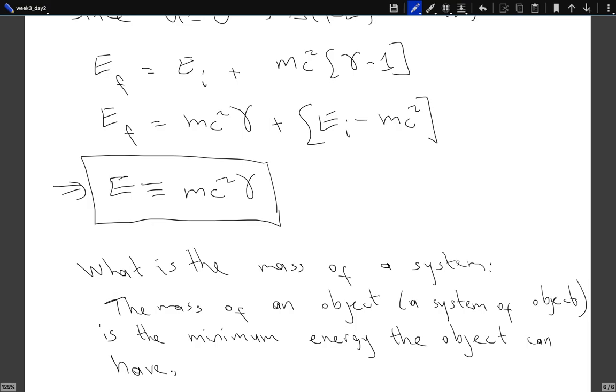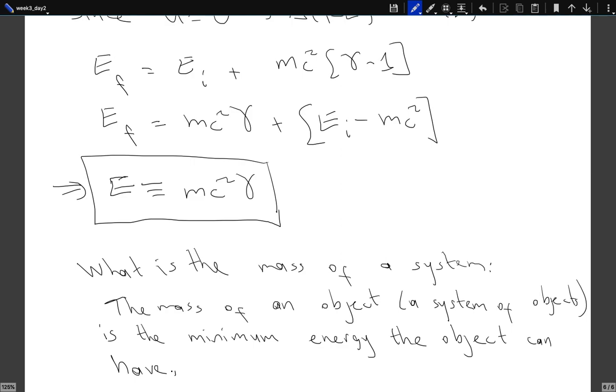Well, this also applies to systems like the proton. You see, the proton is not just a single particle. It's a collection of quarks and gluons and many subatomic particles. So what is the mass of the proton? Well, it is the minimum energy that all those quarks and gluons, etc., can have in that compact object.